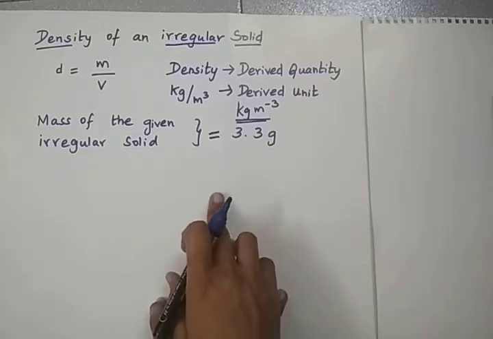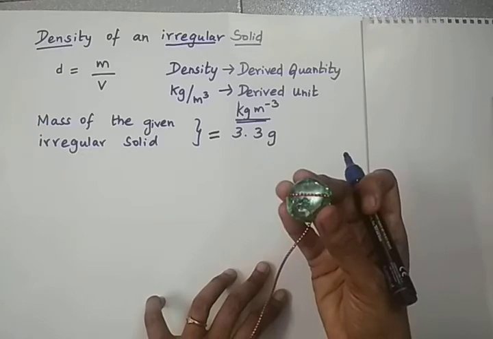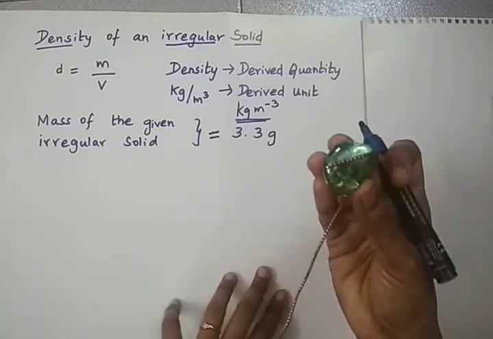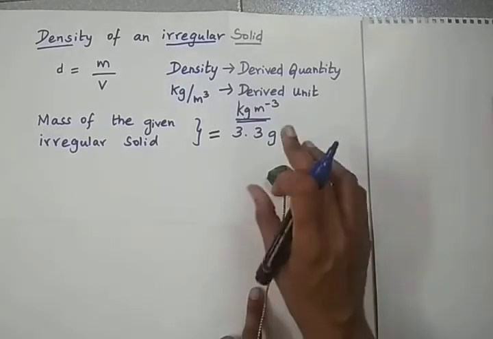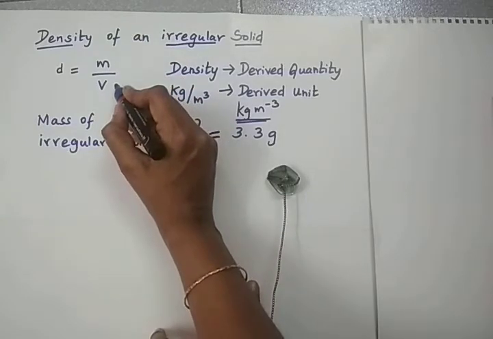In this video, we will learn how to find the density of an irregular solid. So we know that this pebble does not have a proper geometric shape, so we call it an irregular solid. So we will just recall what is density. Density is mass per unit volume of a substance.